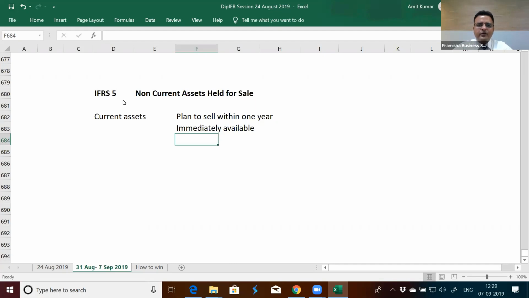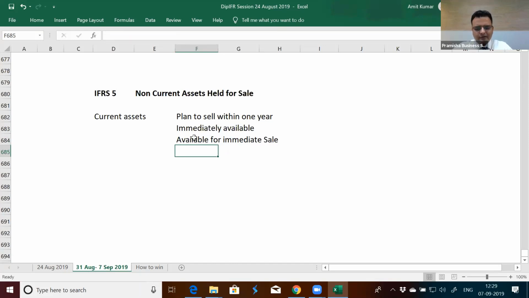Or you say that we are going to use this office building for the next 3 months and then we'll sell it. The asset is not immediately available. If it is vacant, if it is immediately available for sale in the current situation, it is available for immediate sale. It has to meet this criteria.